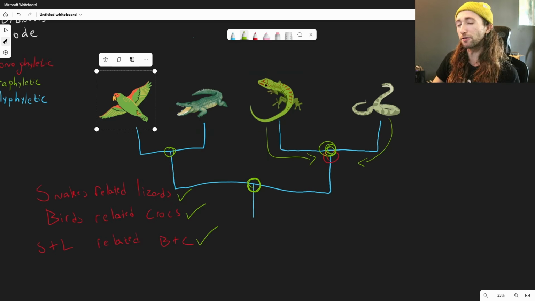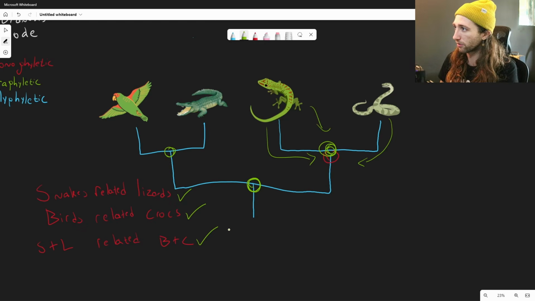But just because it's rotated and now the order of the organisms looks out of place, how do these three relationships stack up? Are the snakes still most closely related to the lizards? Well, looking at this, they go to this common ancestor, this common ancestor. That is true. Are the birds still most closely related to the crocodiles? Well, the birds go to this common ancestor, the crocs go to this common ancestor. That is true.